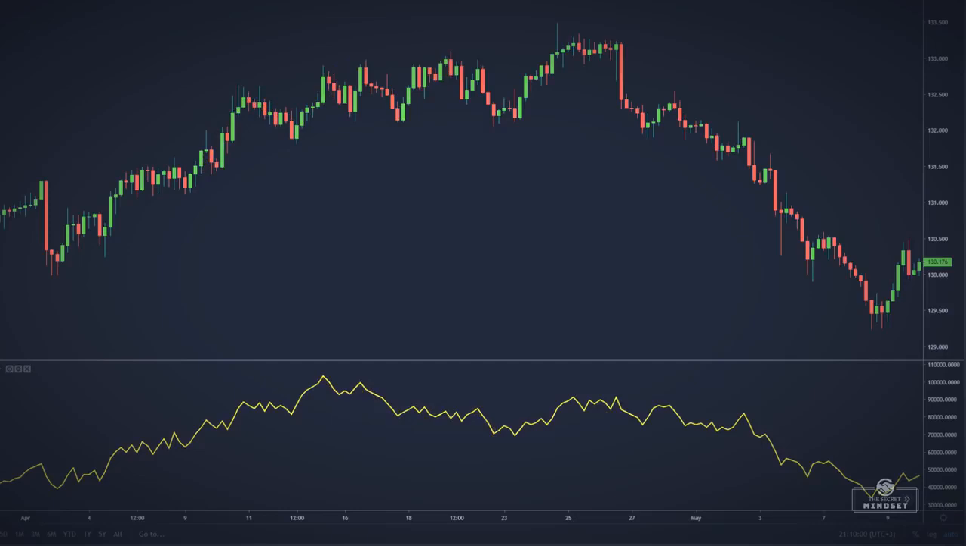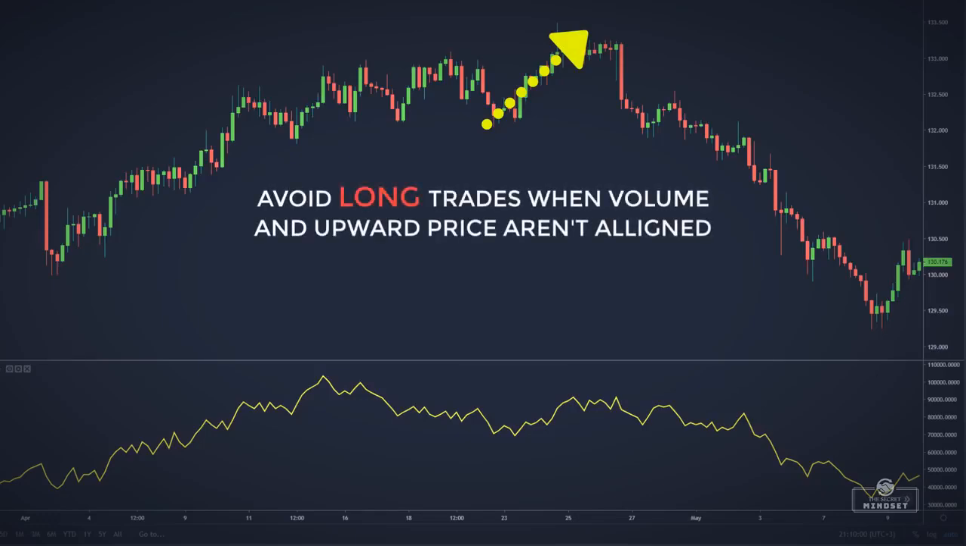Of course, during strong trends, the price may continue to go higher, but when you see the OBV in divergence with the price action, you should be careful adding long positions.